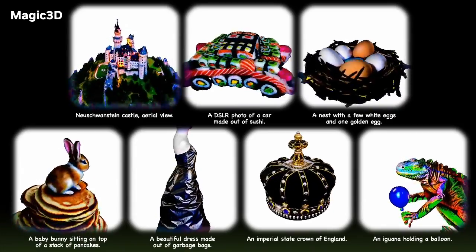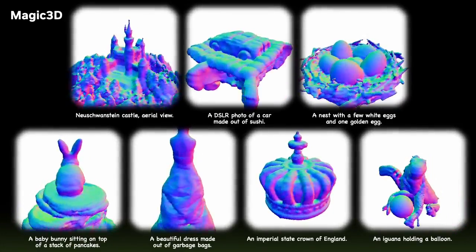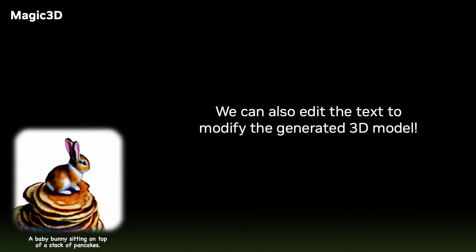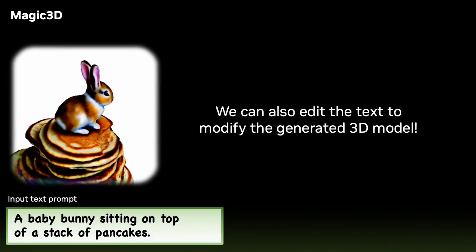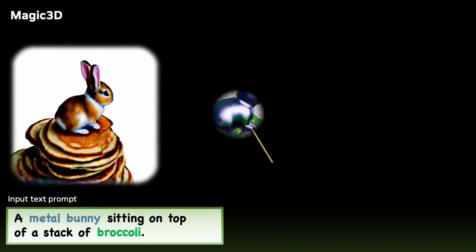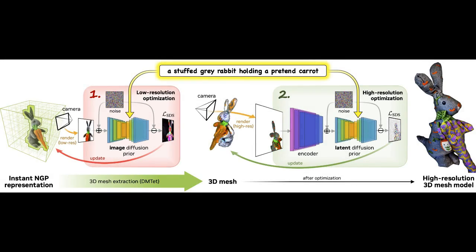Nvidia's Magic3D can create 3D models based on a text input. It's reported to produce higher quality models than Google's DreamFusion, which was introduced in September. Like DreamFusion, Magic3D has an image generation model that uses text to create images and 3D models from different perspectives. Nvidia's research team used their own in-house image model, eDiffi, for this.